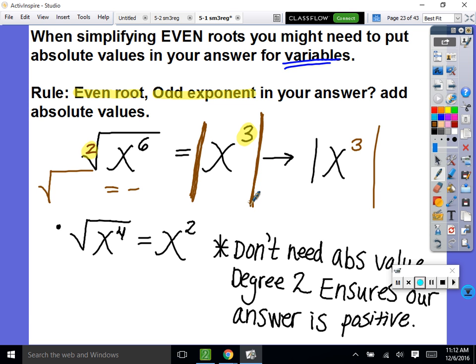Now, here's why we don't need it if it's even. Think about even. Let's say that this answer came out x to the 4th. Isn't anything to the 4th power going to be positive? So it takes care of any negatives for us. So the only time we need it is even root, odd exponent, then it's going to be a positive answer always, so we put absolute values. Now, odd roots, can't they have negative answers? So you don't need absolute values. It's only in that exact order. Even root, odd exponent, add absolute values.